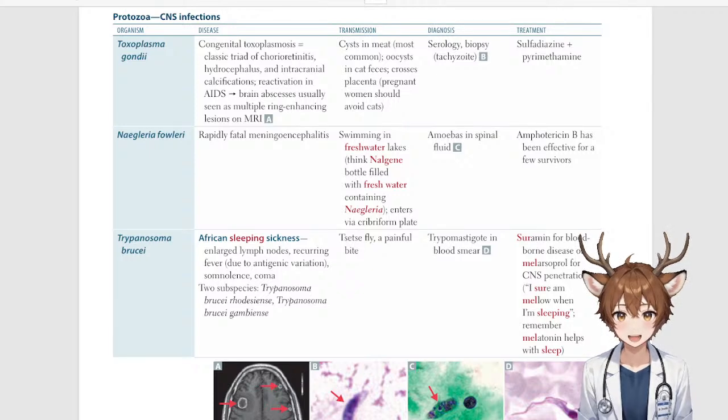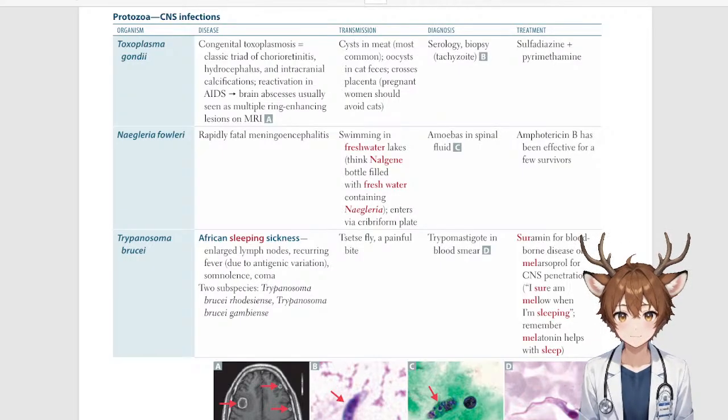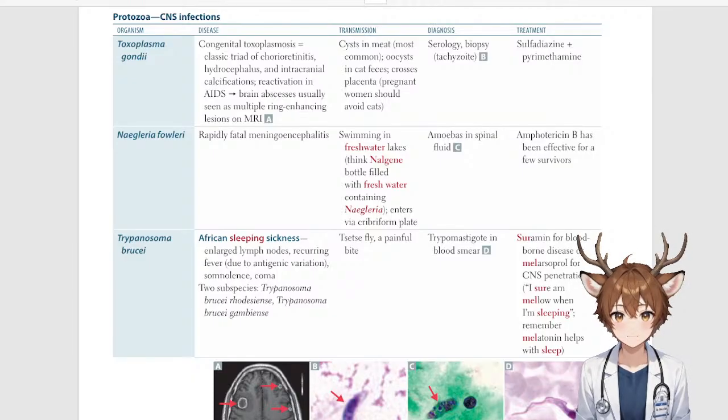And you can see that in picture A. Congenital toxoplasmosis, classic triad of chorioretinitis, hydrocephalus, and intracranial calcifications. It's transmitted via cysts in meat, most common, and oocysts in cat feces. It crosses the placenta, and pregnant patients should avoid cats. Again, that would make it a TORCH infection, by the way, because it can be transmitted transplacentally. Diagnosis for Toxoplasma gondii would be serology, biopsy, tachyzoites, and that's going to be a picture in B. PCR of amniotic fluid for possible intrauterine disease.